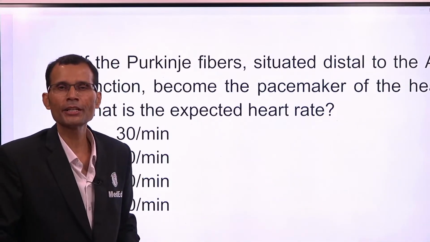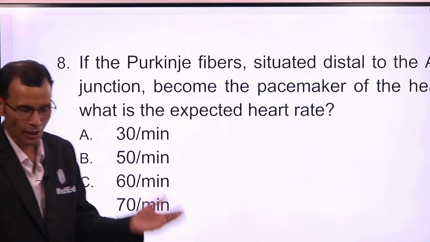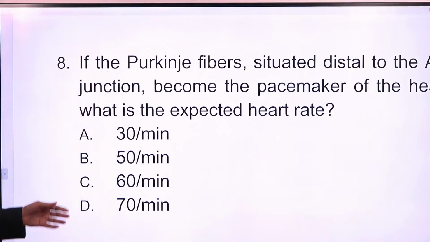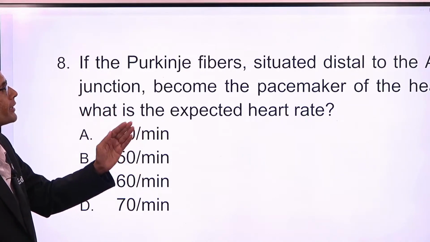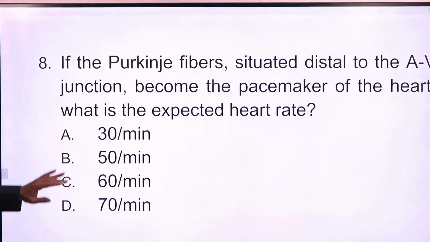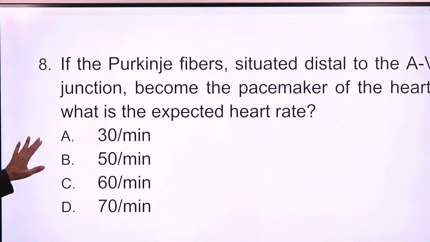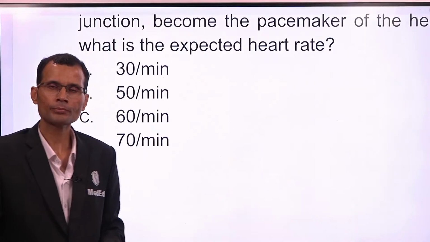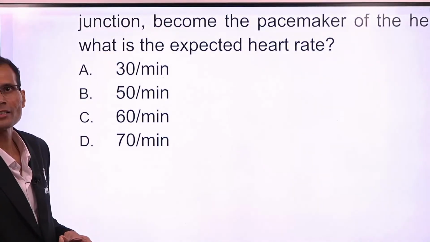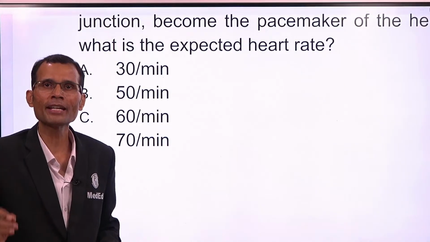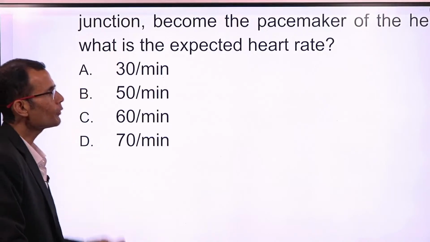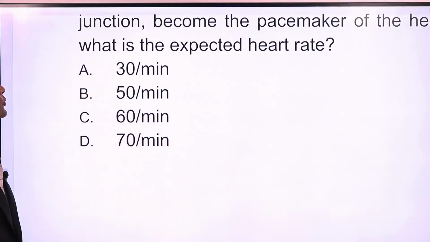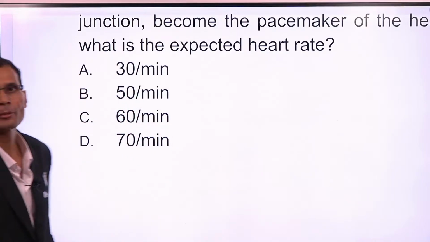This also I think we did yesterday, but just quickly go through it, try to answer, and I am looking at the options. Yes, Chinmay has answered Purkinje fibers. So if the Purkinje fibers situated distal to the AV nodal junction, AV junction, become the pacemaker of the heart, what is the expected heart rate? Anybody wants to answer this? If the Purkinje fiber becomes the pacemaker, then what will be the heart rate? These are the options: 30, 50, 60, 70 beats per minute.